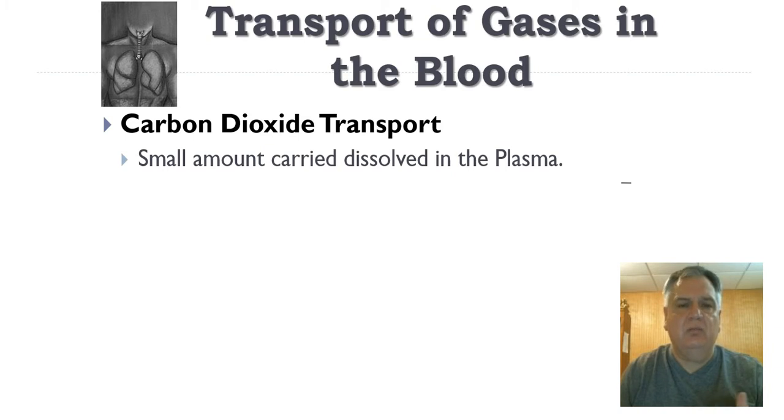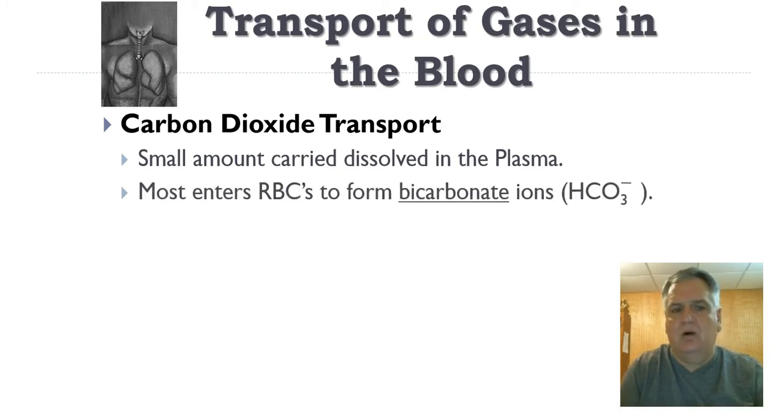will continue to move from the plasma, and where does it go? Most of that carbon dioxide is going to enter the red blood cell. So it's going to continue to follow its concentration gradients because it doesn't mix very well with the water molecules in the plasma. Now, once the carbon dioxide enters the red blood cells, it is converted into bicarbonate ions.